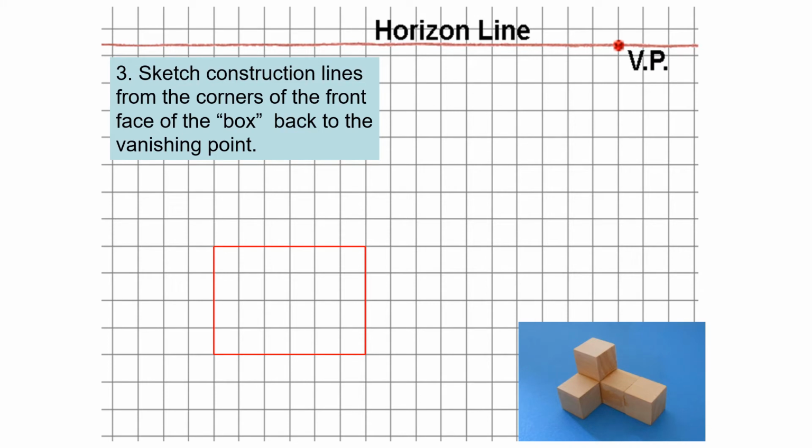Sketch the construction lines from the corners of the front face of the box all the way back to the vanishing point. These are just construction lines, and you're going to draw them all the way back, and it's going to look like an infinitely long rectangular prism. This isn't actually how deep the object is, but we're drawing them back to the vanishing point because it's going to help give you that appearance of things further away being smaller. That's the point of the vanishing point, and drawing all the lines all the way back to that point.